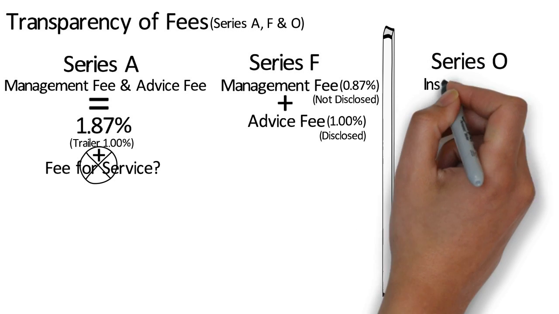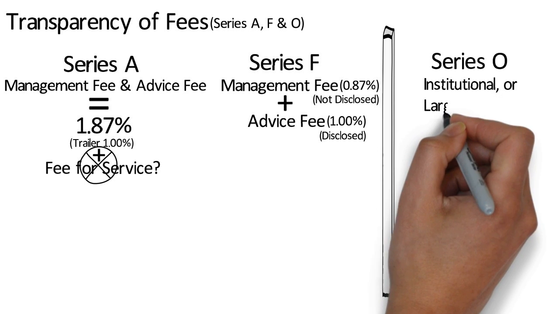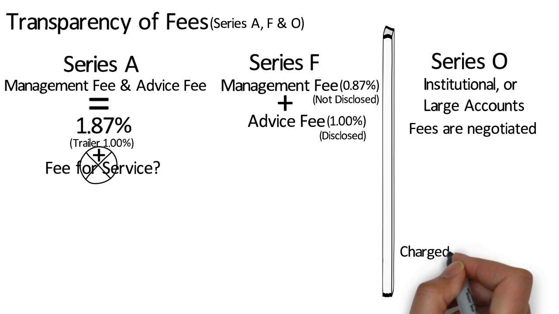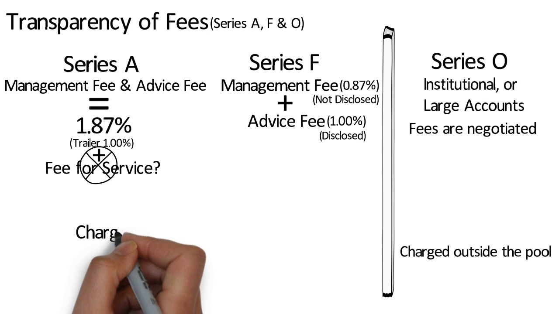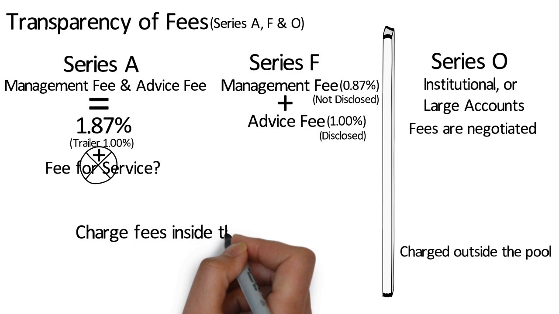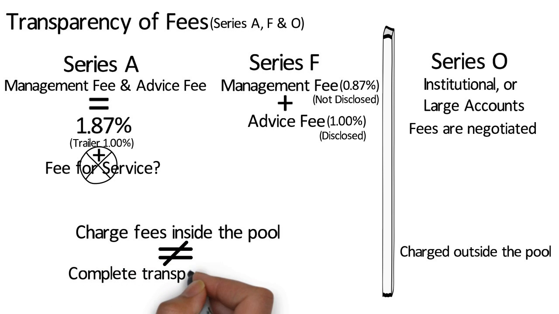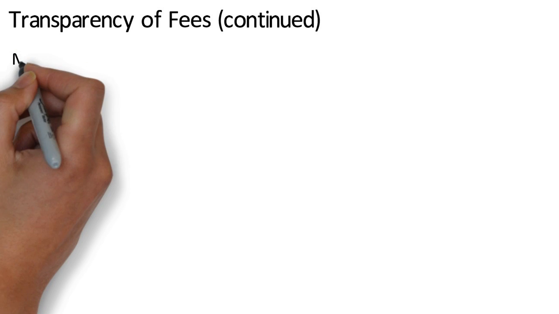Series O is typically reserved for institutional or very large accounts. Fees are negotiated separately and charged outside the pool. For Series A and F, many investment managers charge their investment fees inside the pool. This does not provide complete transparency of fees, and we ask that you use caution.